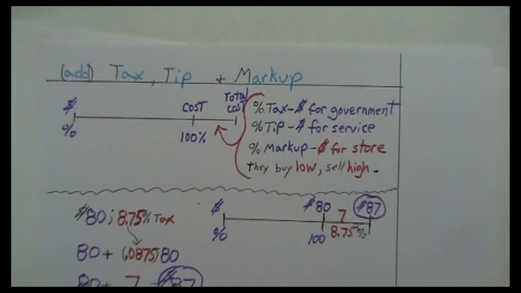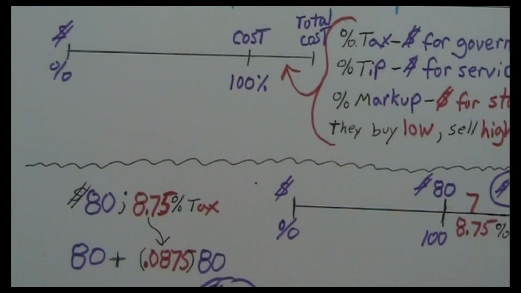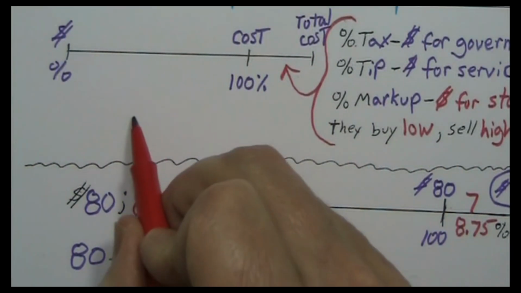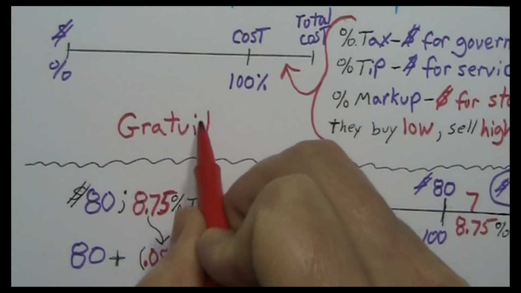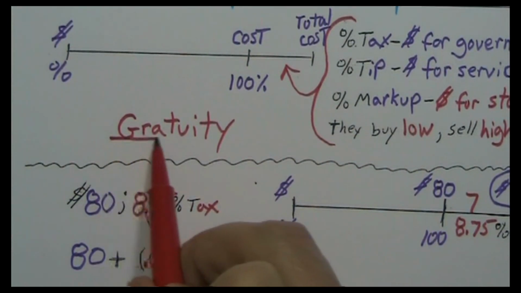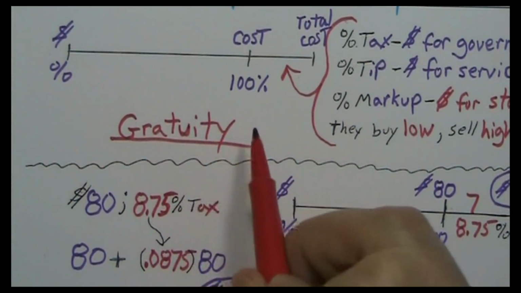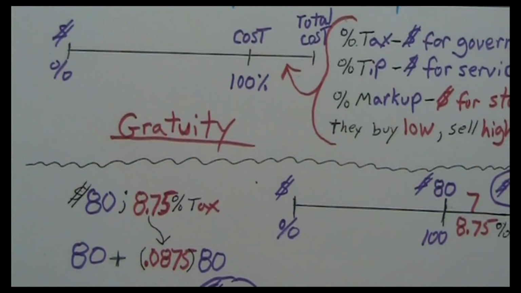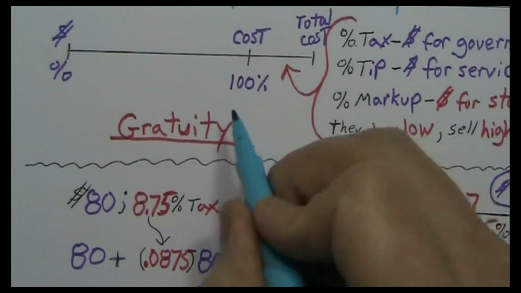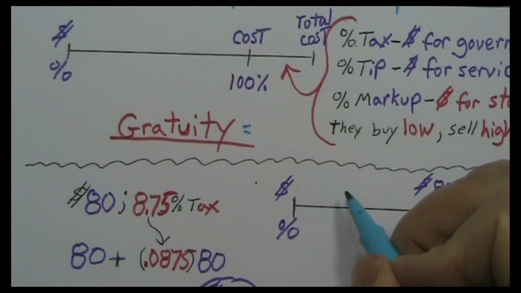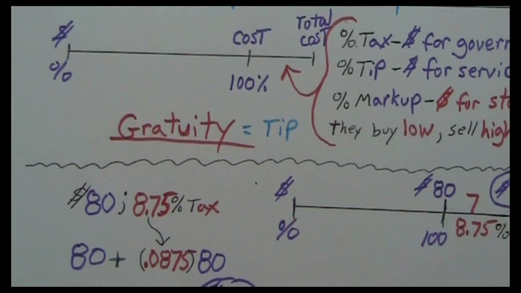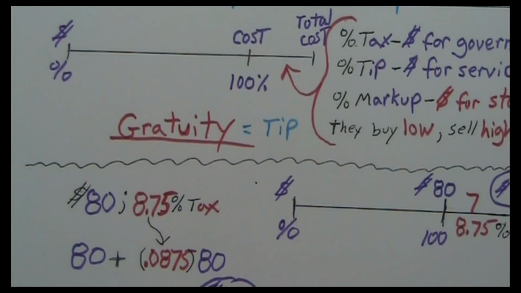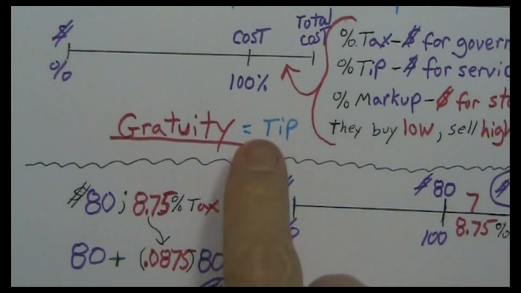Oh, there is one last thing I forgot, and that's the word that you will sometimes see, and it is this. Gratuity. You know, like being grateful. And that's another word for like tip. Gratuity. So sometimes you'll see that in textbooks.